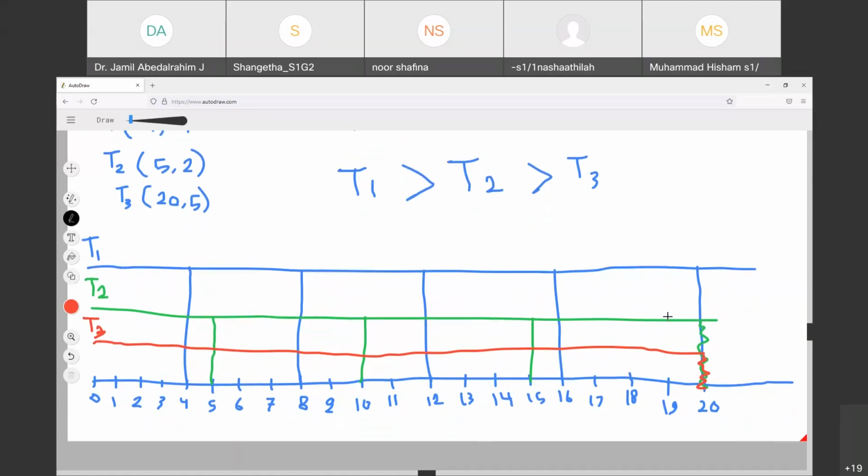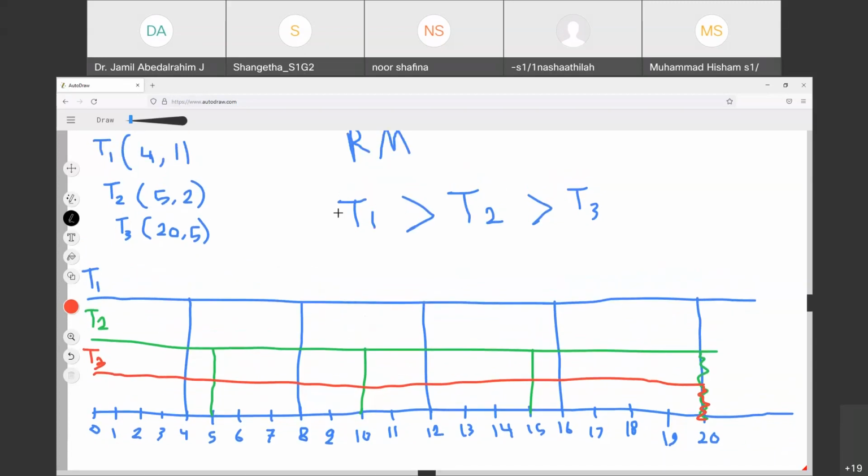Okay, I repeat the most important rule here using rate monotonic: it is based on priority. A higher priority process will preempt a lower priority process. That means task 1 will preempt tasks 2 and 3, and task 2 will preempt task 3, since task 2 has higher priority than task 3. That's the mechanism here. The higher priority will preempt the lower priority process. Okay, so let's start now.